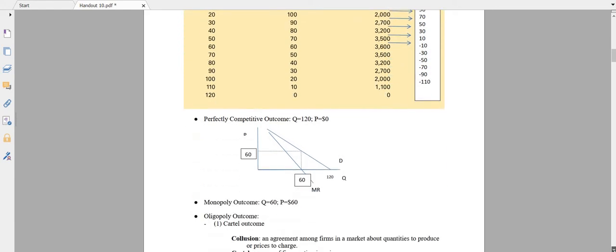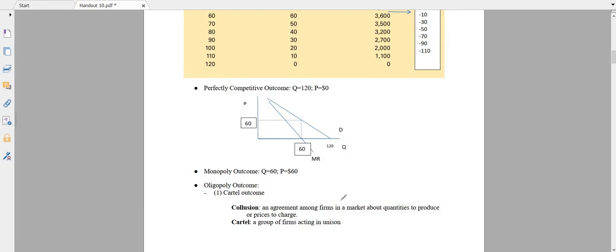So here we're going to consider two scenarios. In the first scenario, we're going to talk about the cartel outcome. What will be the pricing and output decision if A and B form a cartel? Let's first go into some definitions. Collusion is basically an agreement among firms in a market about quantities to produce or the price to charge. So that's an agreement between A and B that we are going to collude together. We're going to cooperate and make our pricing and output decisions collectively.